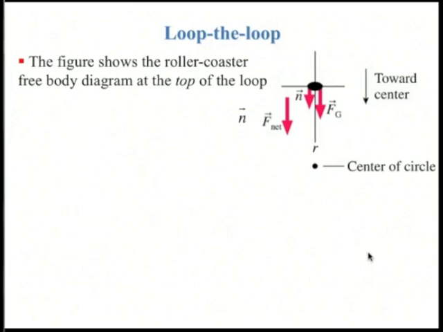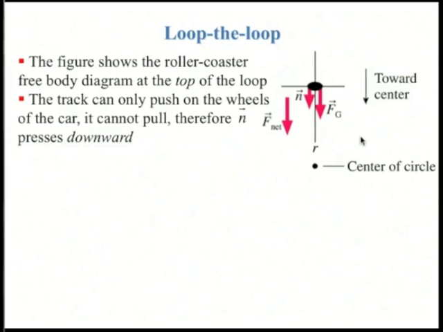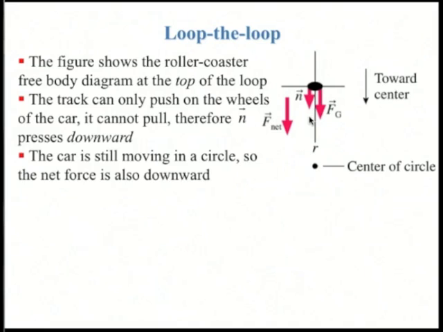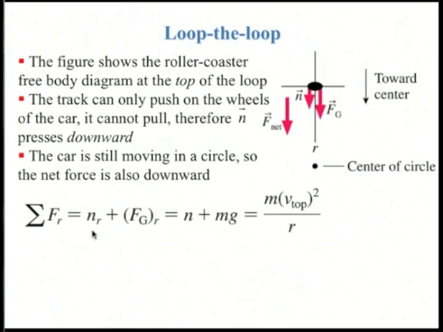Here's the roller coaster at the top of the loop. In this case, the center of the circle is down. The normal force must press down on the wheels, as the car is upside down. And the car is still moving in a circle, so the net force, which is the radial component of n, which is n in this case, plus the radial component of the force of gravity, which is positive mg in this case, must equal mv squared over r.